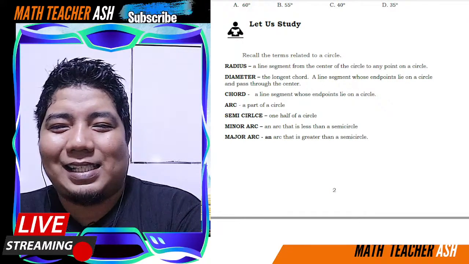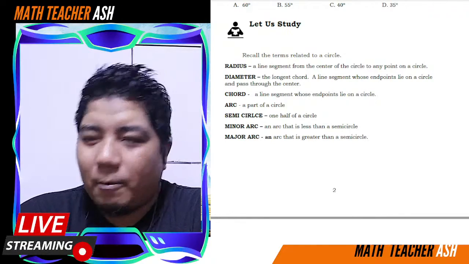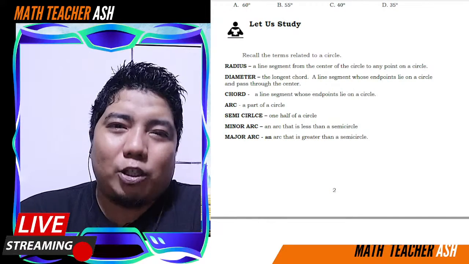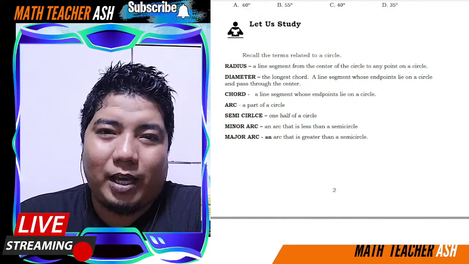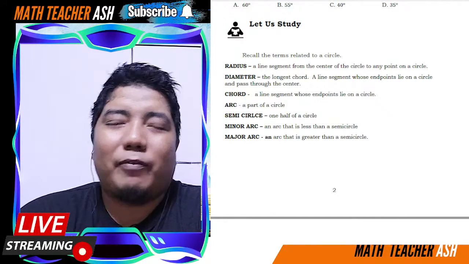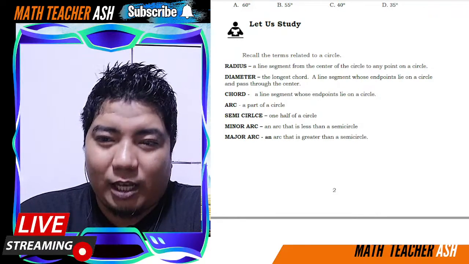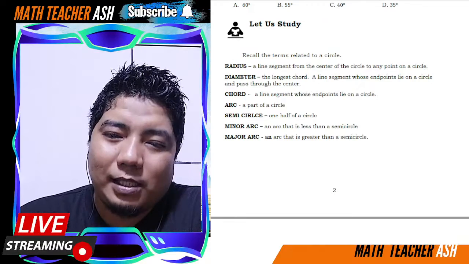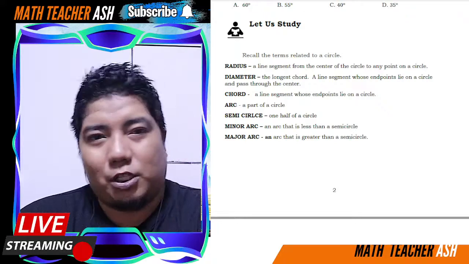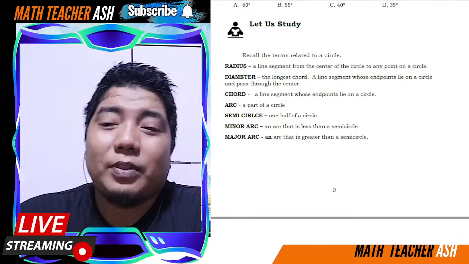Okay, so let us study. We will recall first the definition of these following terms. The first one is the radius. Okay, ano ba itong radius? Radius is a line segment. Okay, line segment meaning isang line na walang arrow. It is a line segment from the center of the circle to any point on a circle. So, meaning magsisimula siya sa gitna ng circle tapos papunta sa any part of the circle. So, ang measurement na yon or ang line segment na yon, that is what we call the radius.